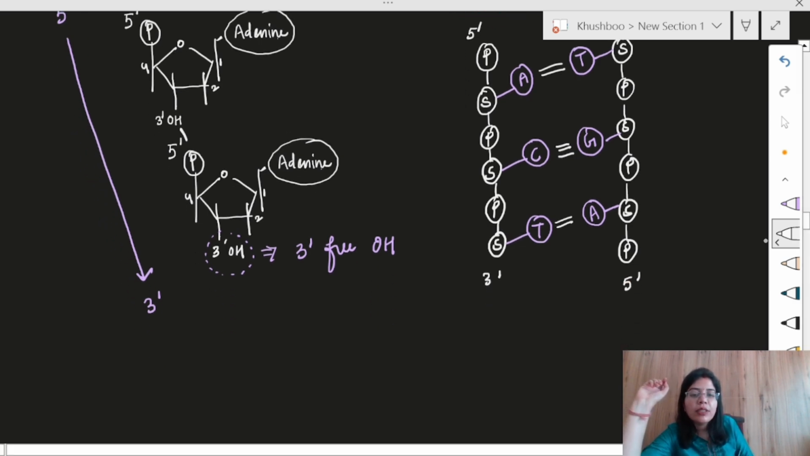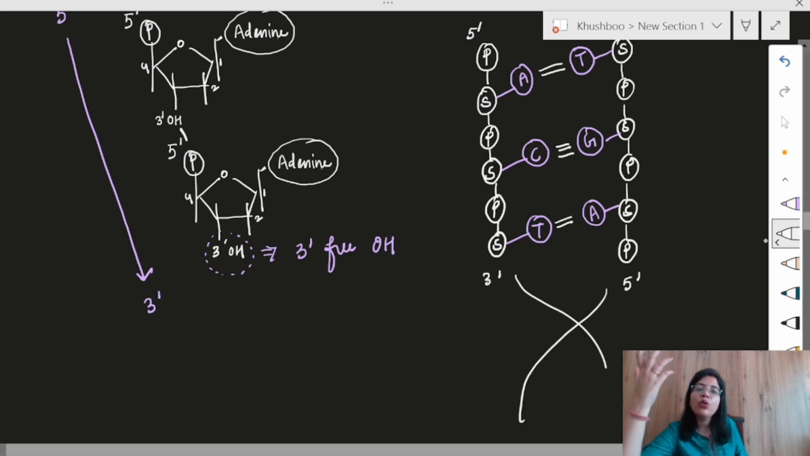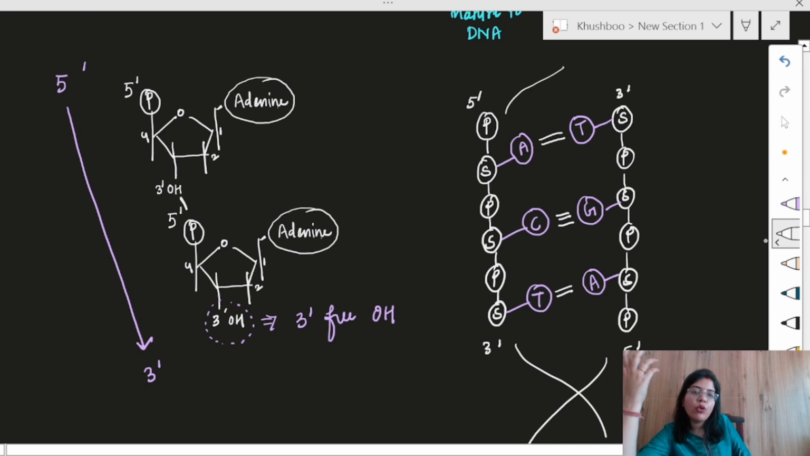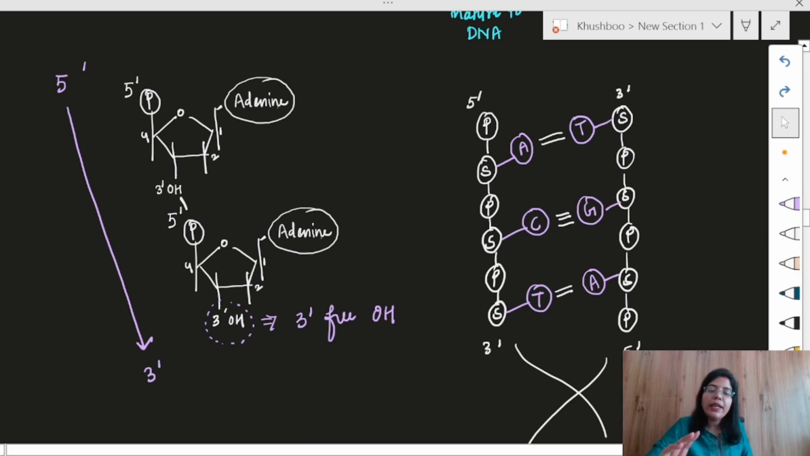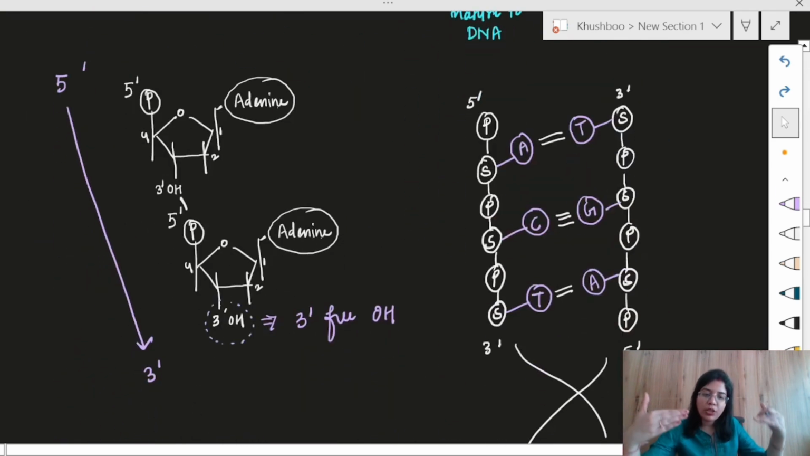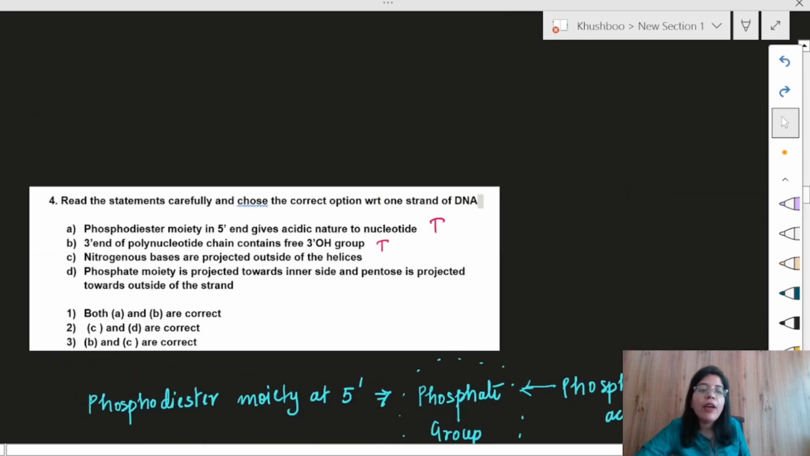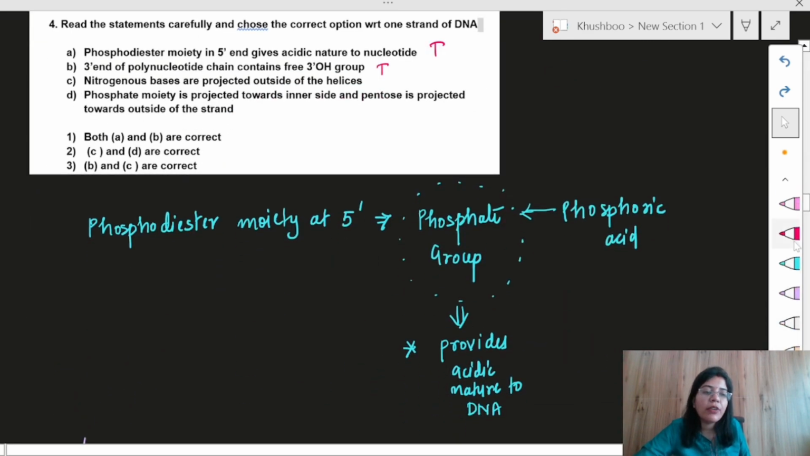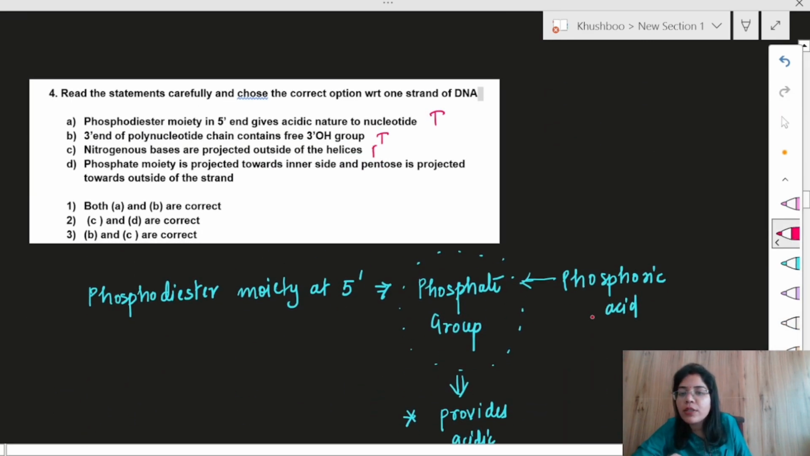If you don't want to see this kind of structure, you can imagine that it is like this, right? In this also, it will be similar. If you want to draw, imagine it like a cross, you can imagine like that also, right? But the condition is like this. So you just see option number C, nitrogenous bases are projected outside. No, they are projected towards the inside. This is an absolutely false statement which they have written, right? This is not correct, false.